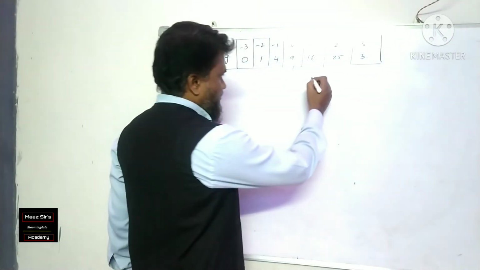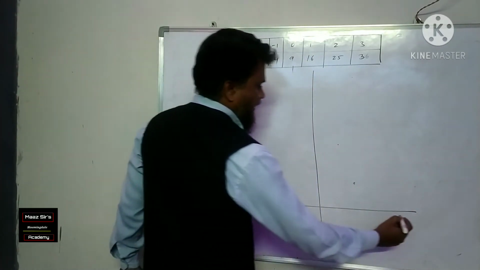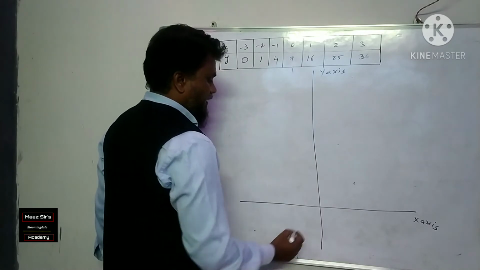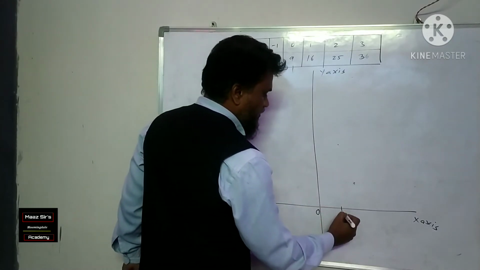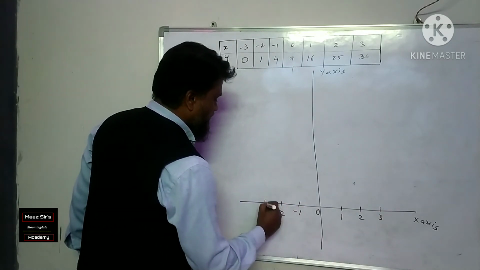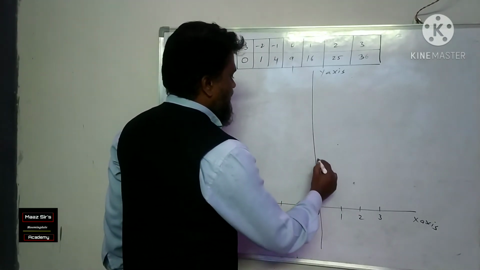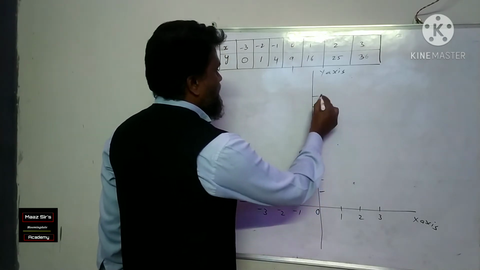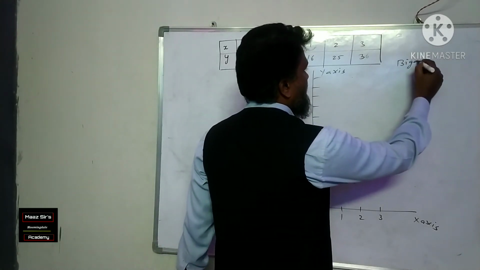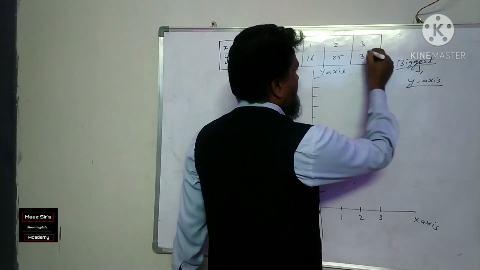So in this graph, as you know, you have two axes, x-axis and y-axis. On the x-axis, 0 is the origin, then 1, 2, 3. Here we are taking minus 1, minus 2, minus 3. Now, what are the values which you have to take on the y-axis? The y-axis values depend on the biggest number of the y-axis.